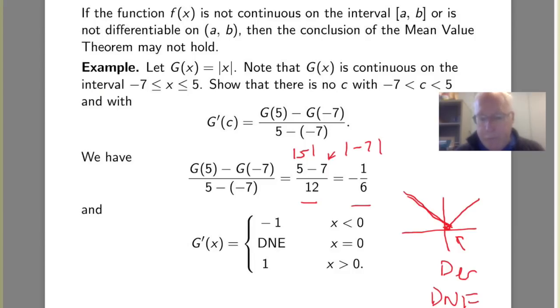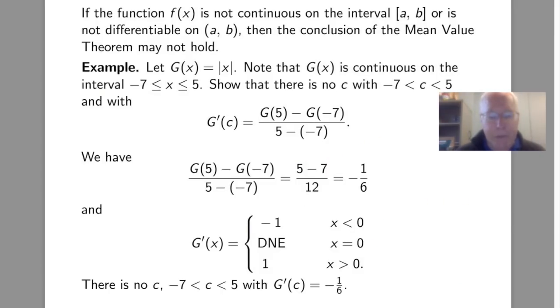So the derivative, g prime, we can write very easily in piecewise form. Minus 1 when x is less than 0. There's the line of slope minus 1 that constitutes the graph. 1 when x is greater than 0, line of slope 1 over there, and it does not exist at the origin. And that's enough to tell us there's no value c between minus 7 and 5 with g prime of c equals minus 1/6. And in fact, just looking at the possible values for g prime, there's only 2 of them, minus 1 and 1. You're never going to get minus 1/6.